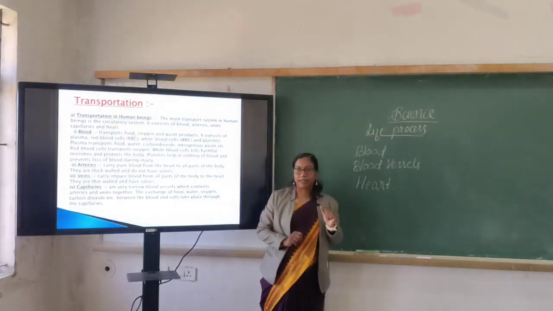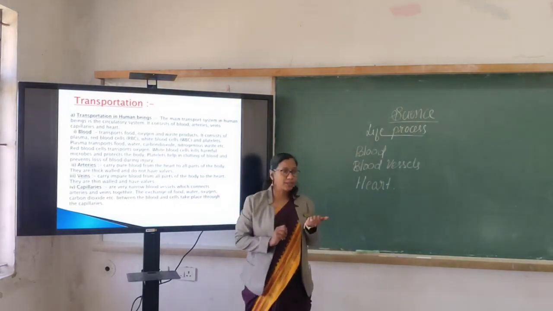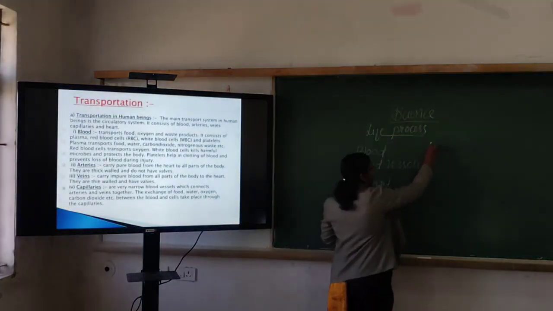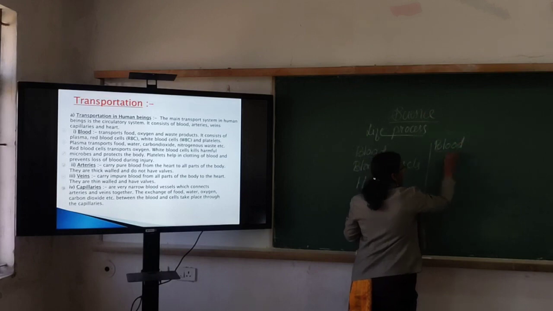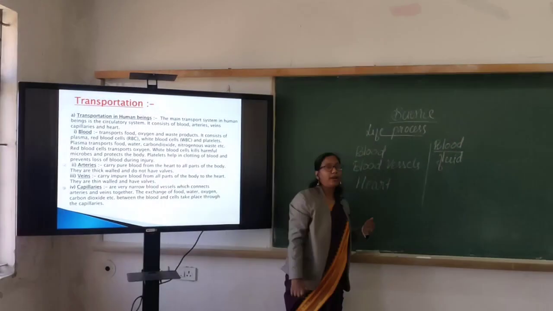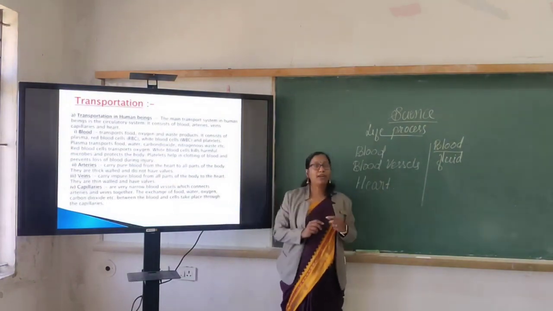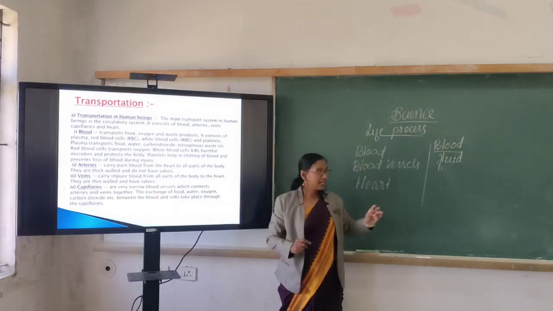Let us come to the blood. We all know we have blood in our body. What is the function of the blood and what is there in the blood? Let us understand it one by one. So blood is a fluid component of the transport system. This fluid component can easily move throughout the body, isn't it?